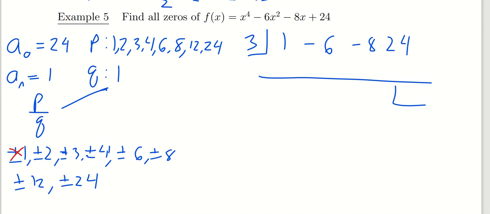Let's try maybe 4. That's the next number in our list. 1 comes down. 1 times 4 is 4. Add to go down, we get negative 2. 4 times negative 2 is negative 8. Add to go down. 4 times negative 16 is negative 64. And 24 and negative 48 add up to give us negative 24. So this 4 doesn't work either. So we just keep checking our list.